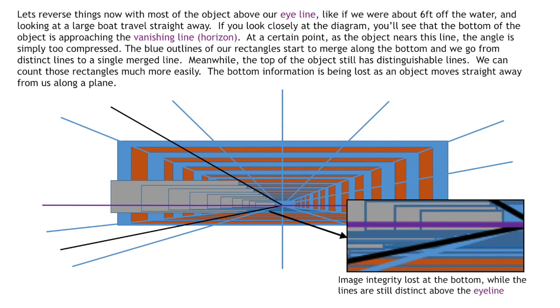Let's reverse things now with most of the object above our eye line, like if we were about 6 feet off the water and looking at a large boat traveling straight away. And again, it starts off a little bit to our left.